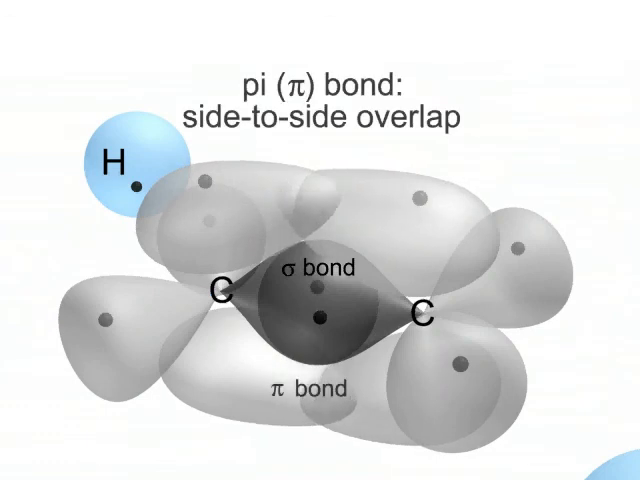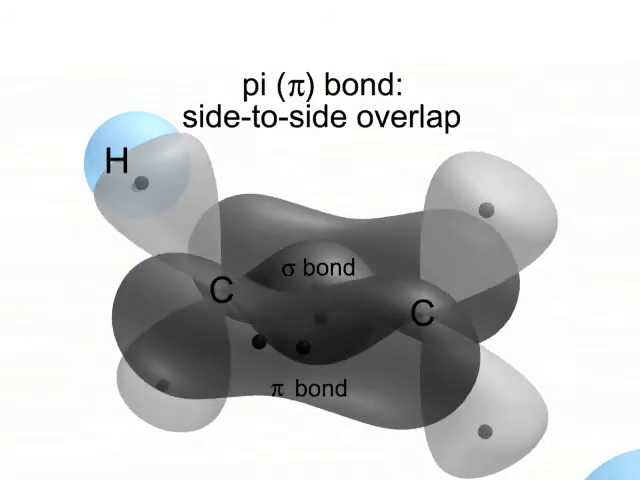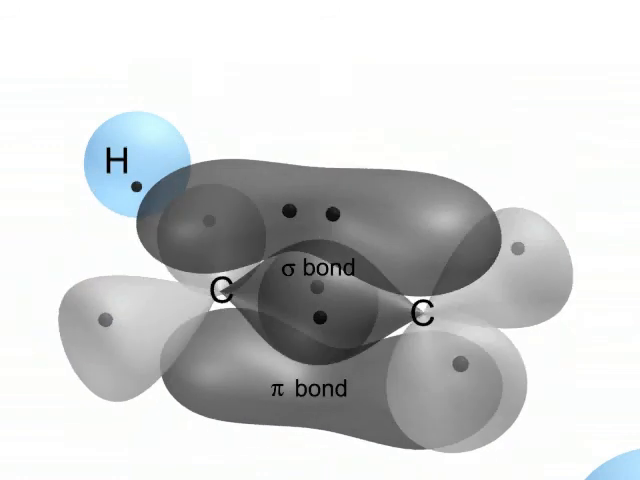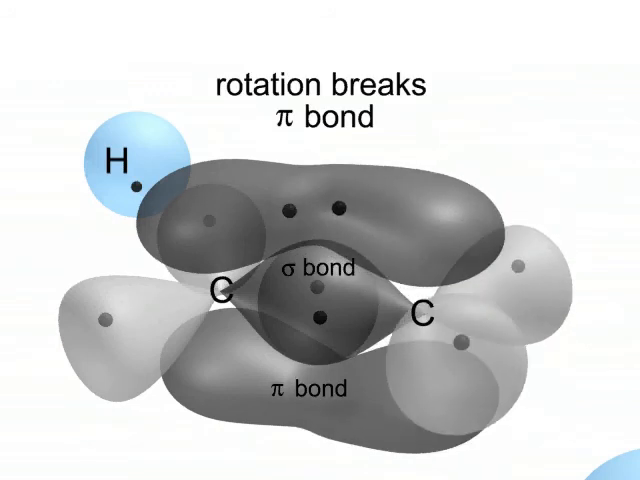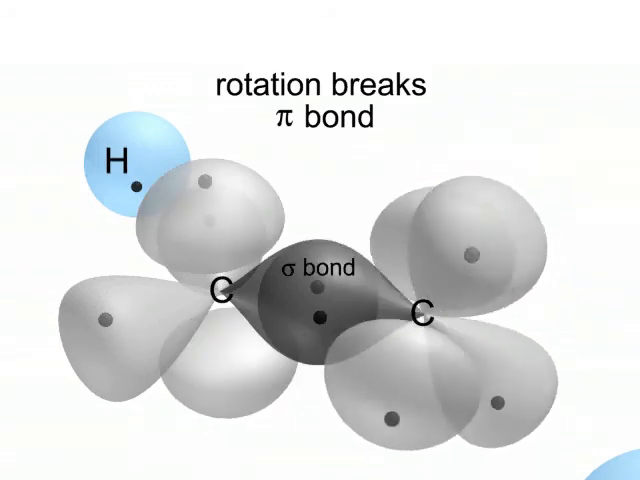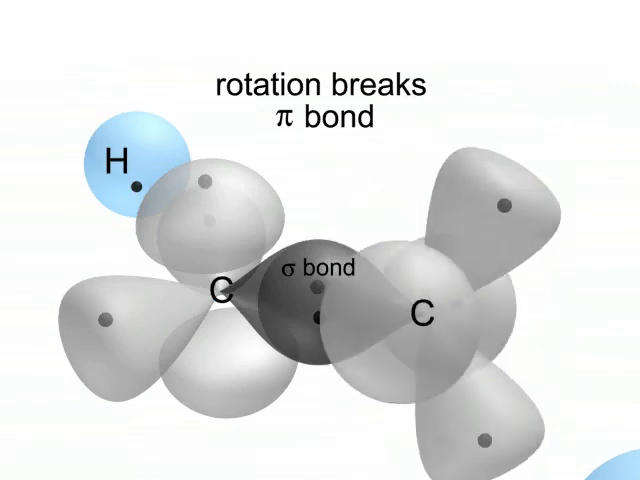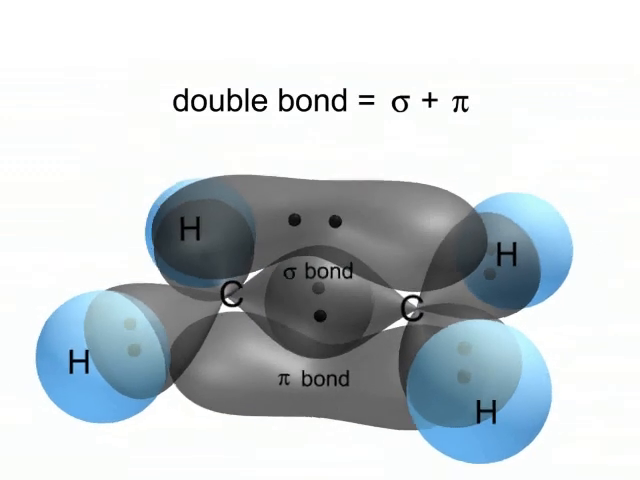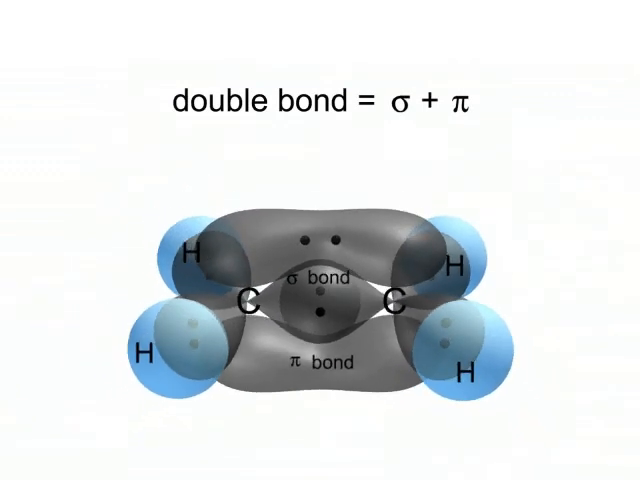This results in a pi bond, one that is not symmetrical along the line between the nuclei. Most importantly, it is weakened, and in fact breaks by rotation of one atom with respect to the other. Thus, a double bond consists of one sigma and one pi bond. In the ethylene molecule, four H atoms overlap the four other carbon sp2 orbitals.